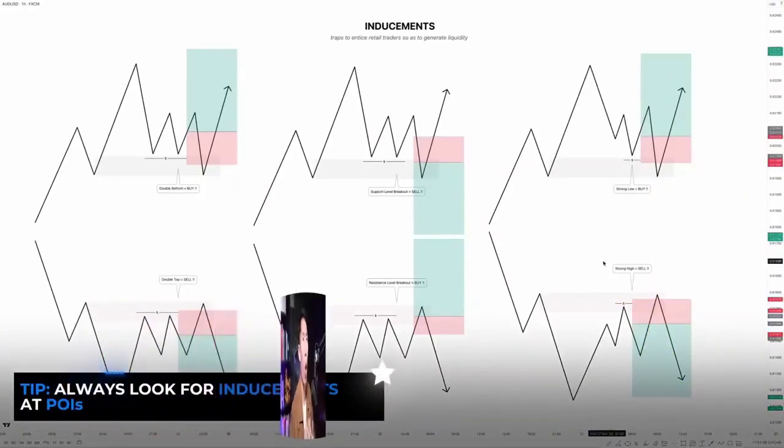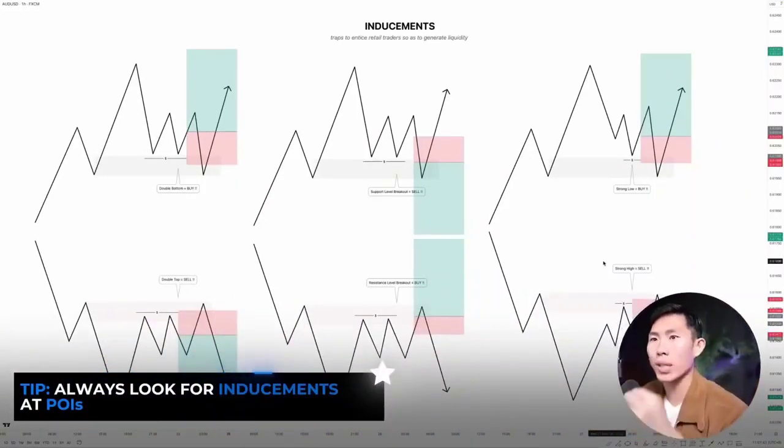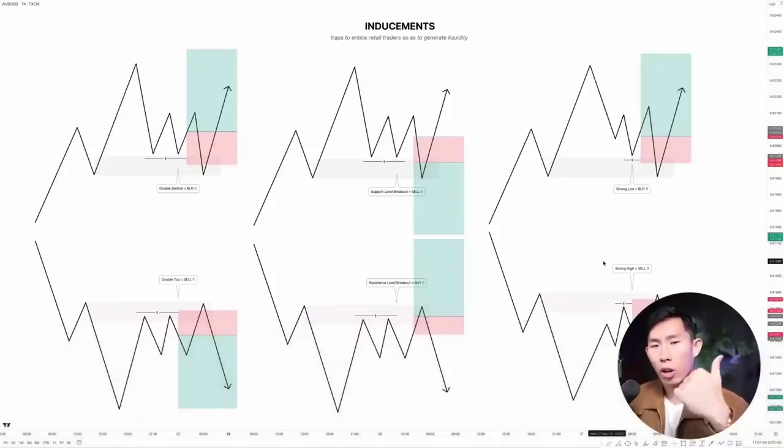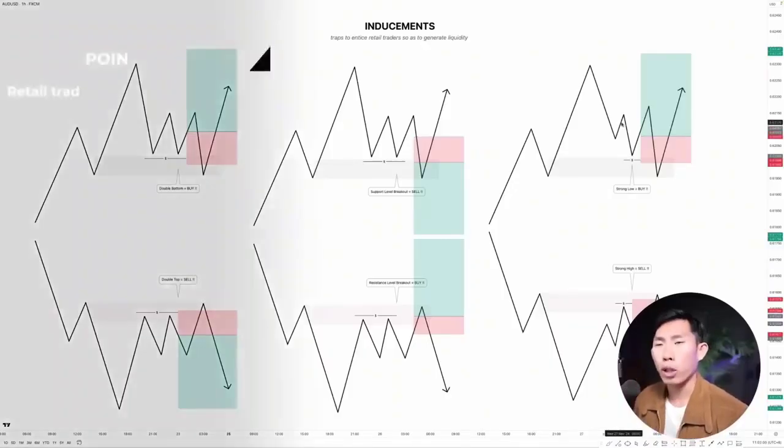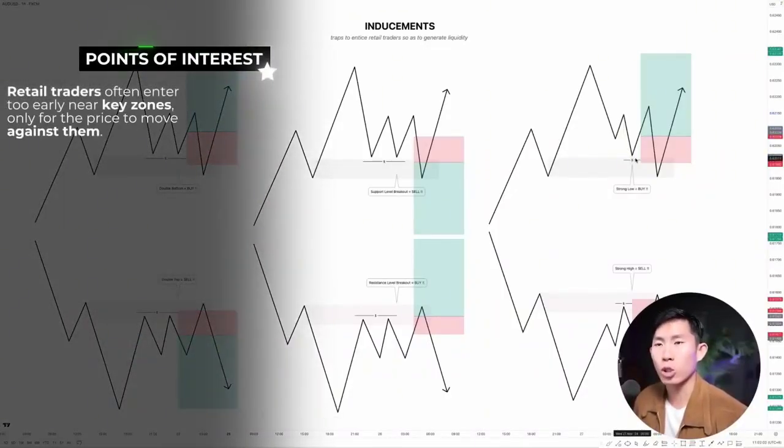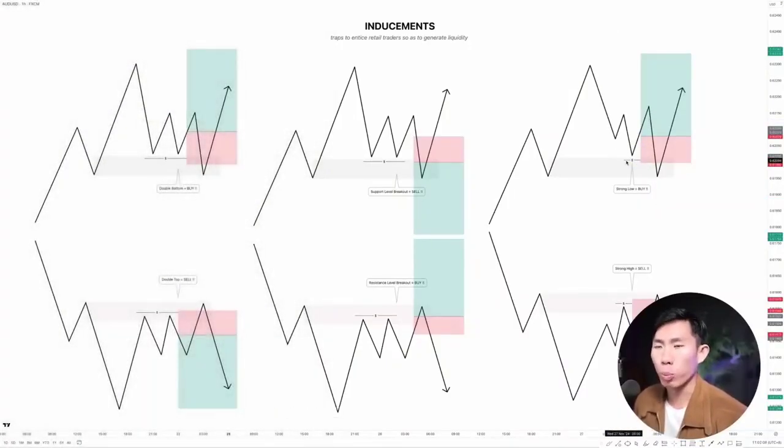So my tip is always look out for inducements when price is approaching a point of interest, like an order block, a supply and demand zone, or a flip zone, or even a sweep zone, right? Any sort of point of interest. Because when price approaches those zones, that is where so many retail traders will be impatient and enter too early, just for price to come down and sweep the available liquidity before the actual move happens. So always wait for a liquidity sweep before entering. And remember, if you cannot spot the liquidity, then you are most likely the liquidity.